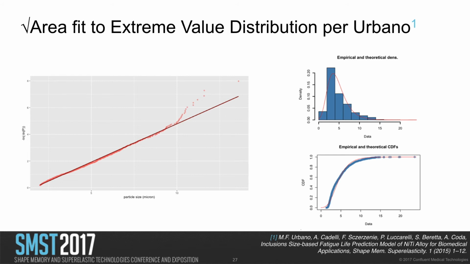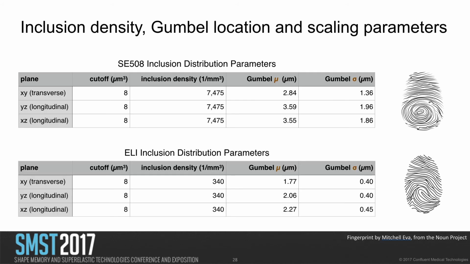So we fit all of our data according to those statistics, and we did that in all 3 directions, right? Because we have a volumetric data set here, so we can consider the projected area or the projected size of these inclusions in the transverse direction and then in 2 different longitudinal planes. And we express things here in terms of a Gumbel parameter.